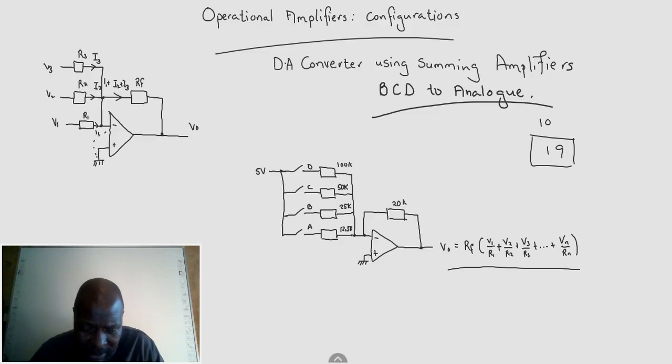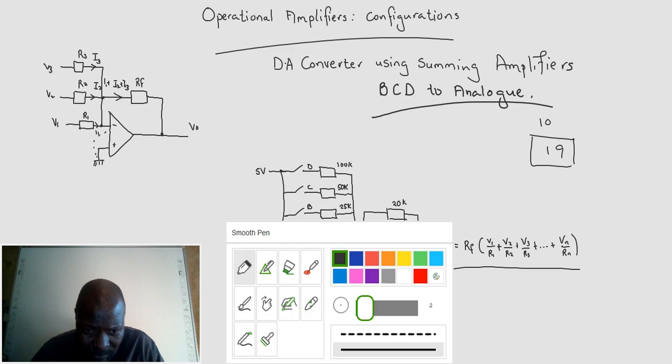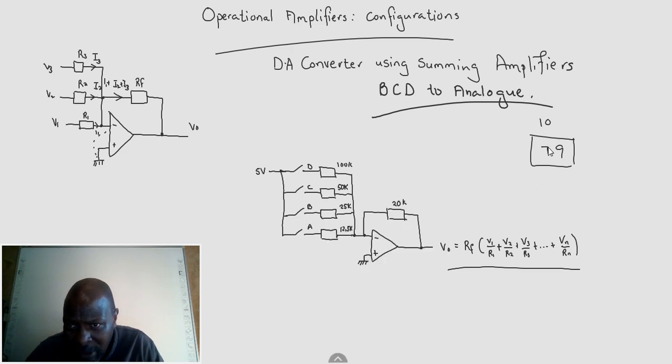Oh, I said 19. I don't like 19. It's too simplistic. Let's have 79. Let's say we've got 79. Our input must give us 79. How do we do this?